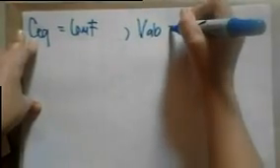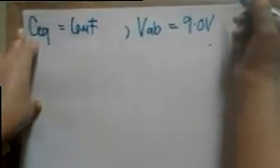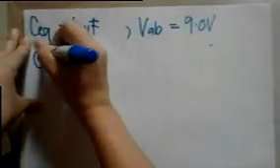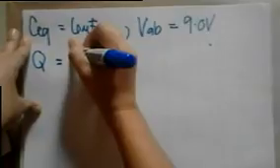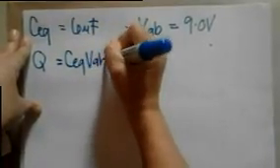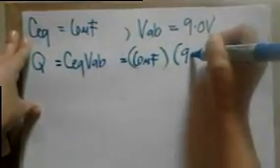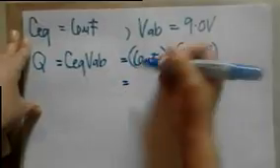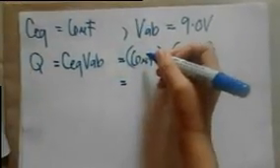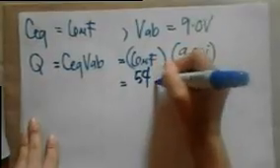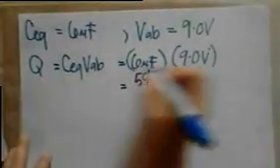Now for our 18 microfarad and 9 microfarad capacitors in series, their equivalent capacitance is 6 microfarad. And we have our voltage of 9.0 volts. So to find the net charge, we have C equivalent times V sub AB. Our C equivalent is 6 microfarad times our voltage 9 volts, and this yields 54 microcoulomb for our net charge.